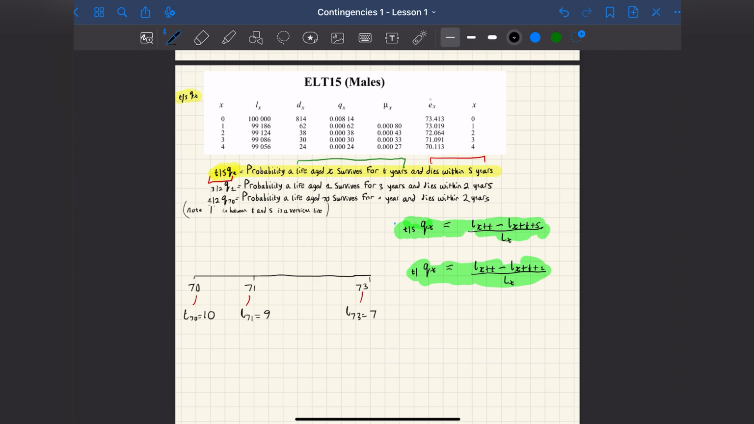How do we calculate t vertical line s q x? I've done an example below using hospital data, just a random example I made up. We had 10 individuals alive at age 70. After 1 year, 9 of those 10 individuals were alive. And after a further 2 years, 7 of those individuals were alive.